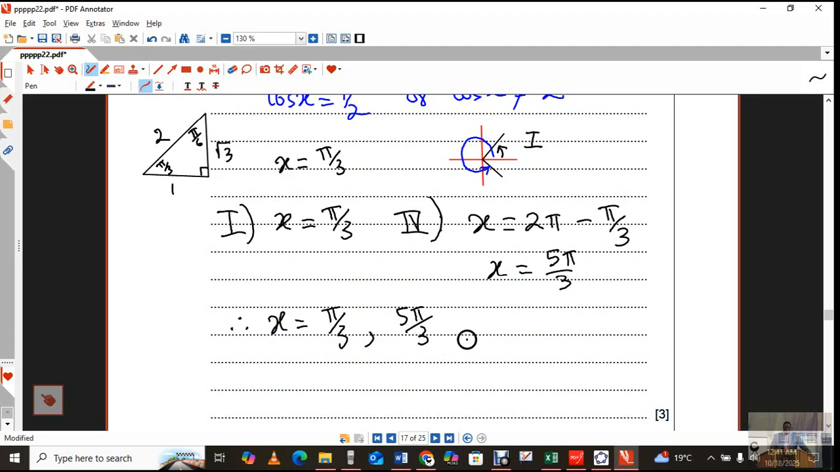Now all of these are in radians, so you can definitely also give your answer as decimals. It doesn't really matter. And if you do give your answer as decimals, then you should give your answers to 3 significant figures. So someone can say x is equal to 1.05 radians, or x is equal to 5.24 radians, when you round what you calculate with your calculator.